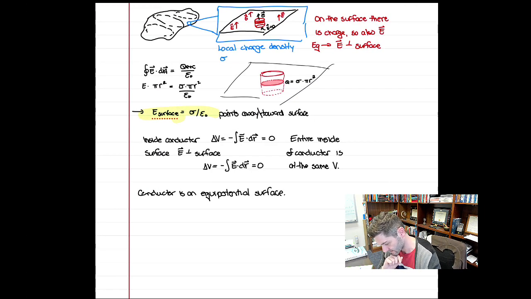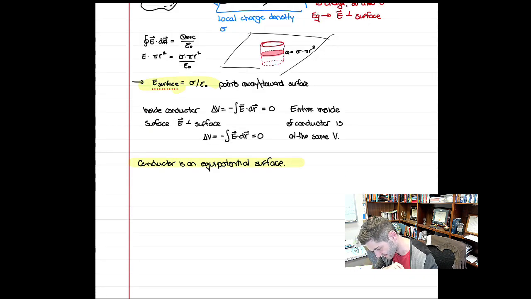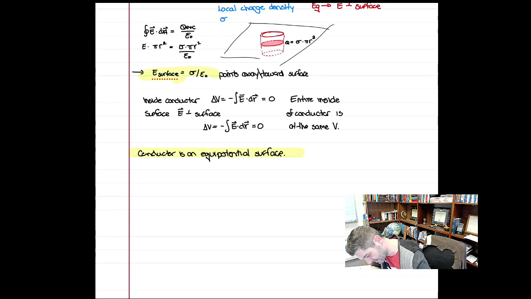So again, let's recap. What can I highlight? I guess the conductor is an equipotential surface. And by that I mean the conductor, which is its own surface and the insides, is all at the same potential. Maybe I'll write that, right? When I say equipotential surface, all at same potential. There's no delta V anywhere.